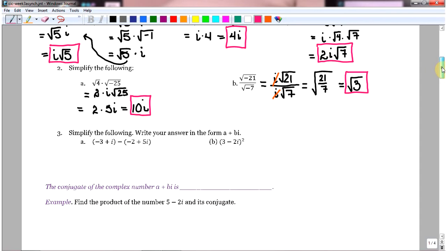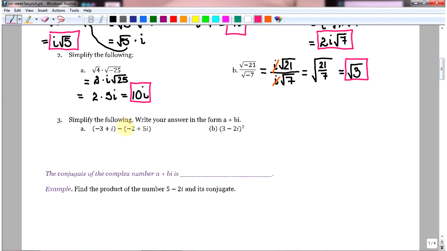Okay, the next example, simplify the following. Write your answer in the form a plus bi. So the way that you work with the imaginary number i is just like you would with any variable. The only difference is if you end up with i squared, you want to make sure that you evaluate it because i squared is equal to negative 1.